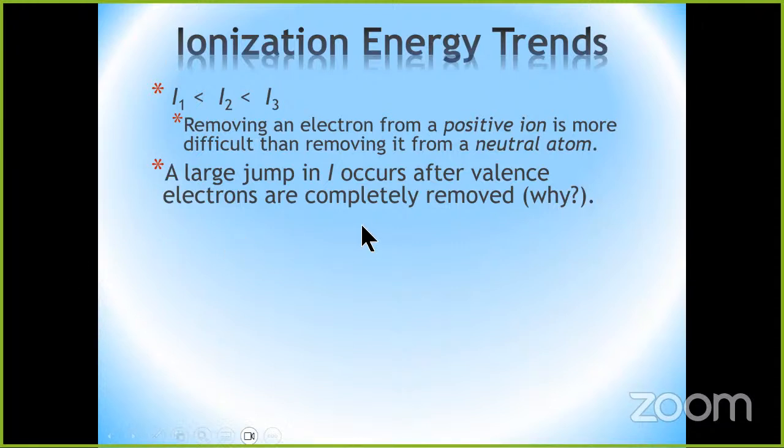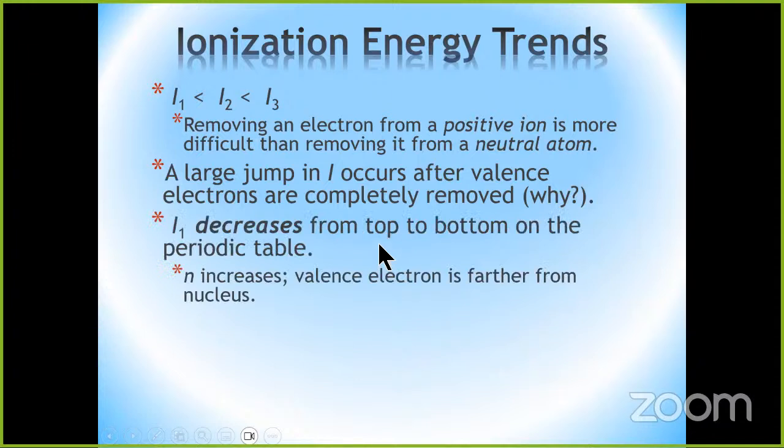Now, what you'll find in certain trends is that there's usually a large jump in the ionization energy after the valence electrons are completely removed. And if you think about it, it makes sense because remember, the valence electrons are the ones that are furthest away from the nucleus, right? So those electrons will not be held as closely to the nucleus as the other electrons. So when you remove those electrons from the valence shell and get to the core electrons, it becomes many times more difficult to remove those electrons, right?